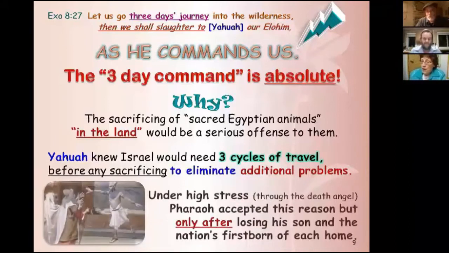But it was only under high stress through that death angel that Pharaoh finally accepted this reason, but only after he lost his son, and all the firstborn of Egypt also died that night at midnight. And what did Pharaoh do? He asked them to get out of the land. In fact, he said, you better get out quick, and I don't want to see your face ever again. Do you remember that? Yeah.